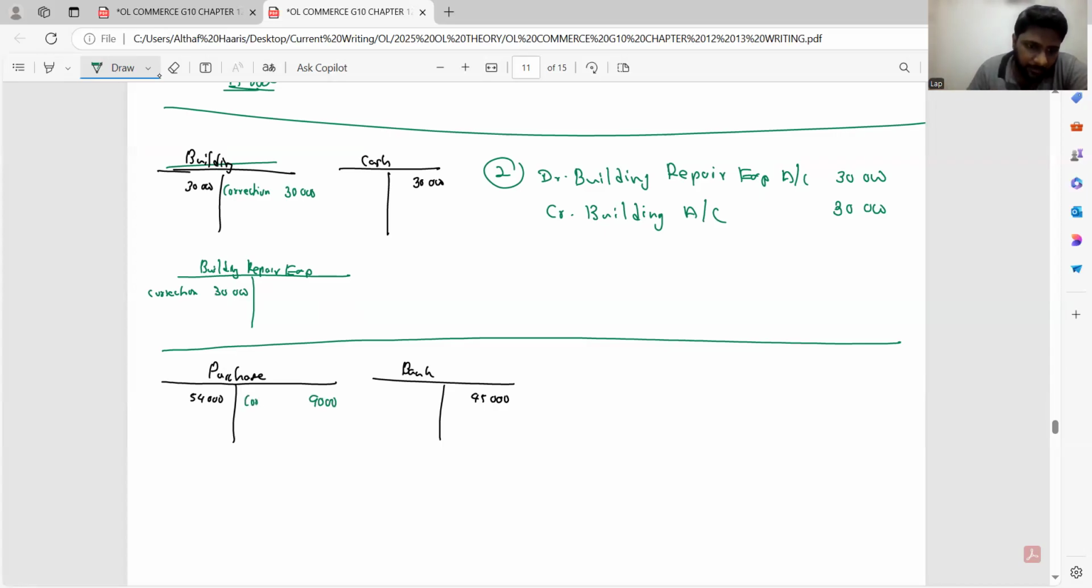Correction. Now done. 54,000 on the debit side, credit side 9,000, now 45,000. And from the other side, it will go to the suspense. The third one: debit the suspense account, credit the purchase account, 9,000.